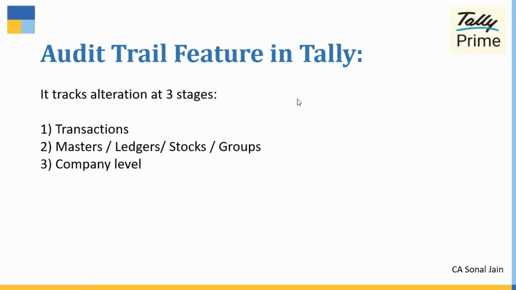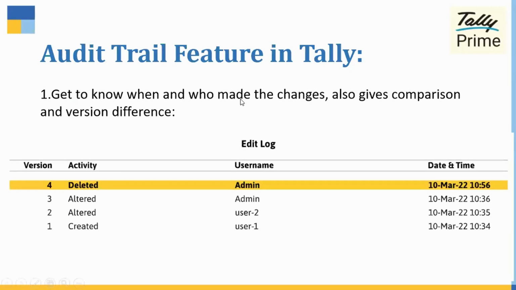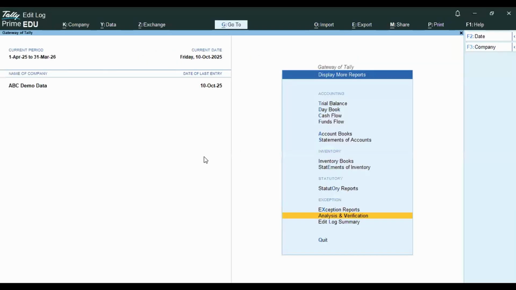Now what is TallyPrime giving? Tally is giving the edit log feature at 3 levels: first is transaction level, then master level, and company level. So if at any of these levels any sort of alteration is there, that will be captured in the Tally audit trail feature. So let's understand this with the live practical demonstration. I'll just share the Tally screen. I hope the Tally screen is visible to all of you.